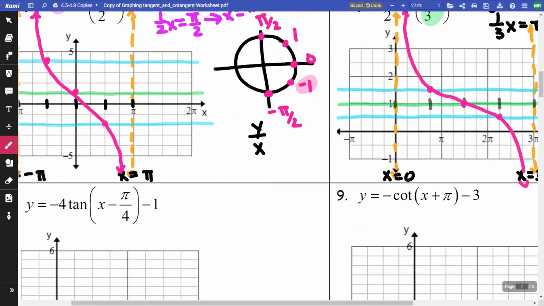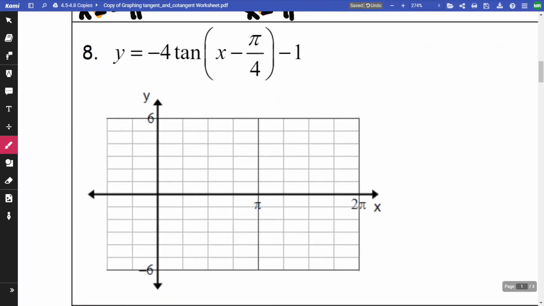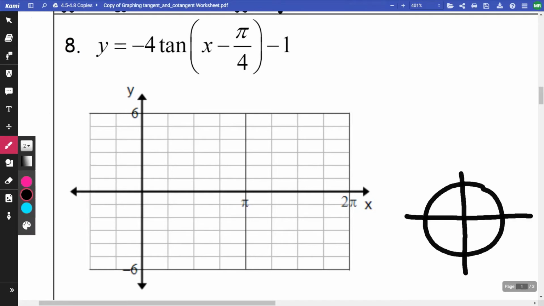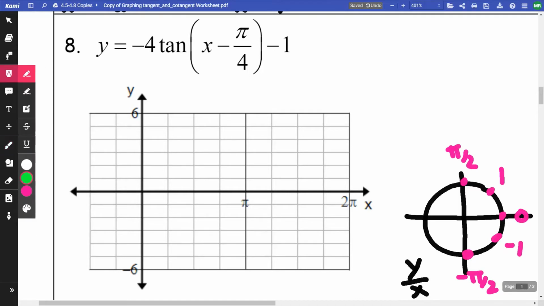For number 8, this is a tangent again. Okay, and again, with tangent, we're thinking y over x. So again, I'm focusing on here to here, so basically -pi/2 to +pi/2. And then this is my -1, my 0, my 1. Okay, that's kind of what I'm thinking. Now, this one has a phase shift.